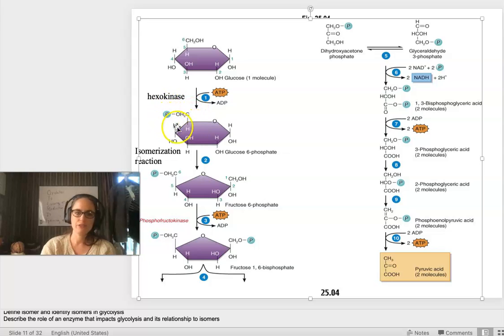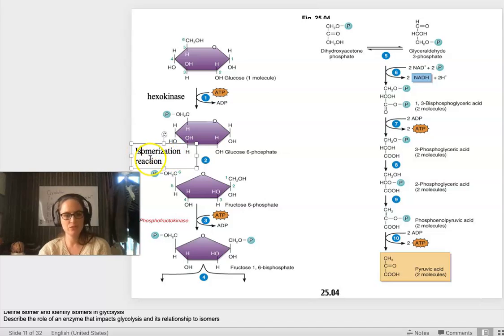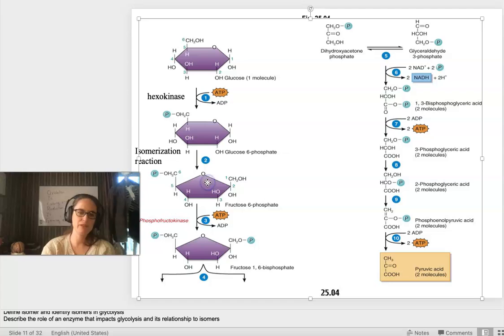Now we've got a phosphate group hanging out on this glucose. Now we're going to isomerize it. We're going to turn it into something with the same chemical formula, but a different shape and way things are bound together. And now it's a fructose. It's a pentagon rather than a hexagon. Pentagram. It was just Halloween, so that's fair. So it's a fructose instead of a glucose now, but that was an isomerization reaction.